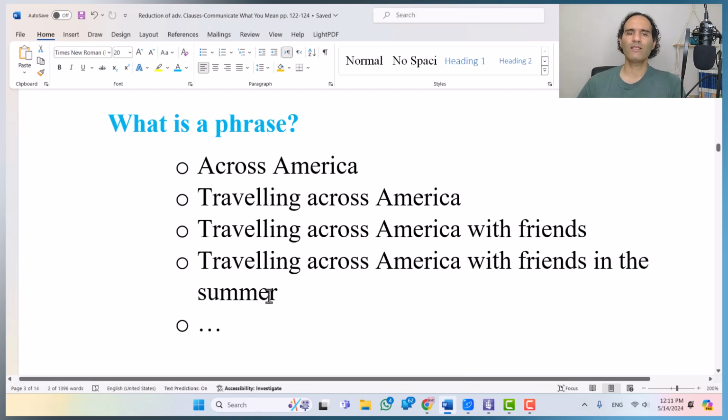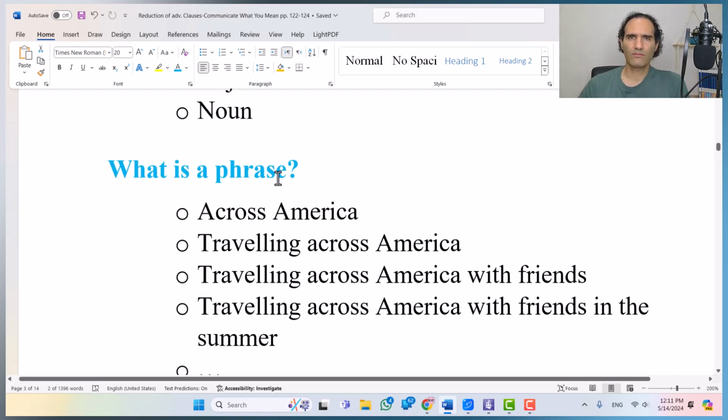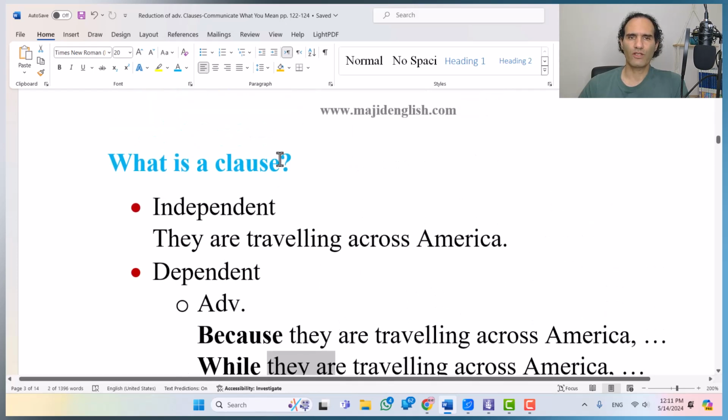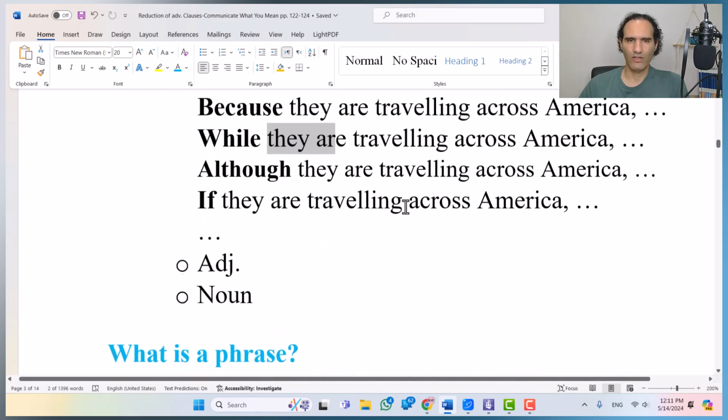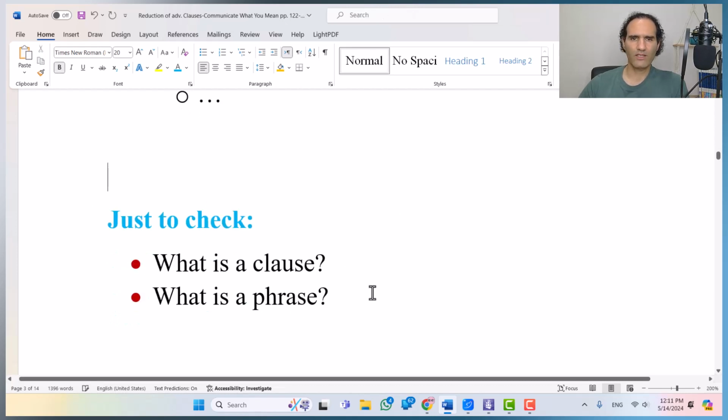But the moment I say traveling across America with friends in the summer is fun, then I will have an independent clause. So you got it? Two or more words that are not a clause, combination of a subject and verb, clause. Okay? Just so I had it here in case you forgot it.